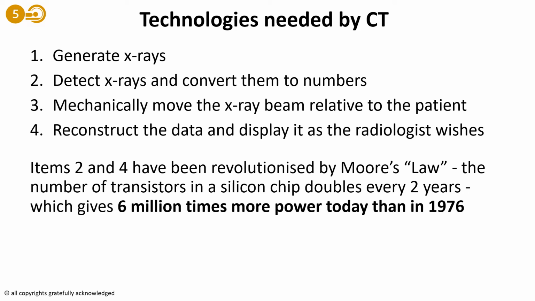The second and fourth items on that list have been revolutionized by what in electronics is known as Moore's law. And that means that if you look at the power we've got today, it's about 6 million times more power from silicon chips today than there was available in 1976. And that's just a staggering increase. And CT has benefited very greatly from that, as we shall see later on.